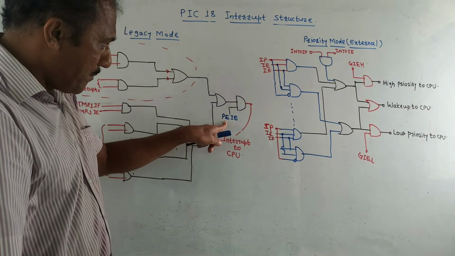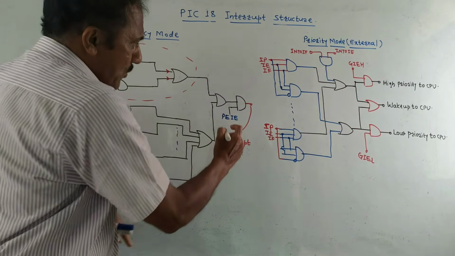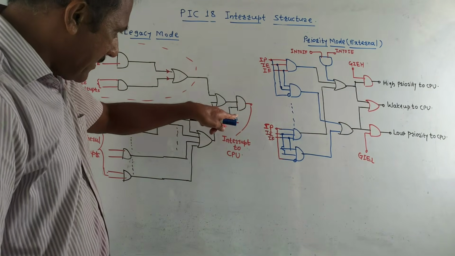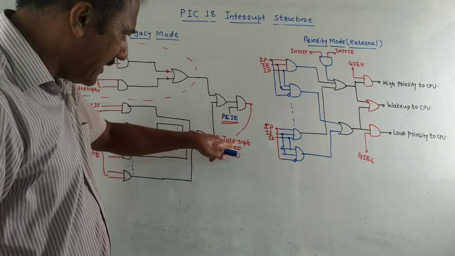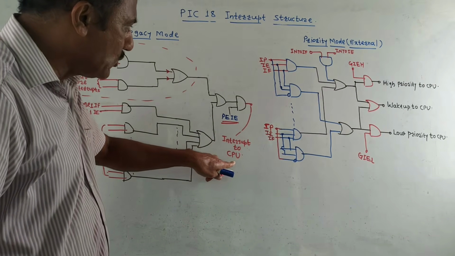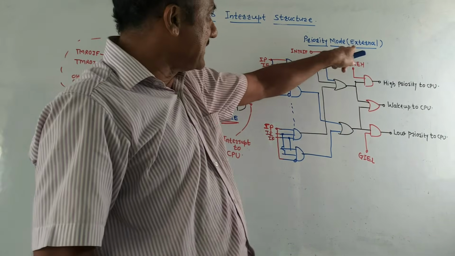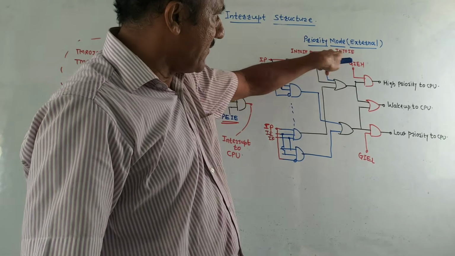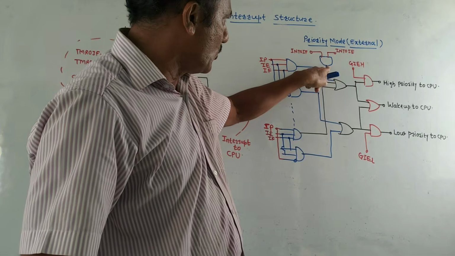This is PEIE, which we will be discussing after this in the same session. Then the output of this diagram will be the interrupt signal given to the CPU. Next is the priority mode. Again the logic remains the same, INT0IF and INT0IE, these are applied to this AND gate.